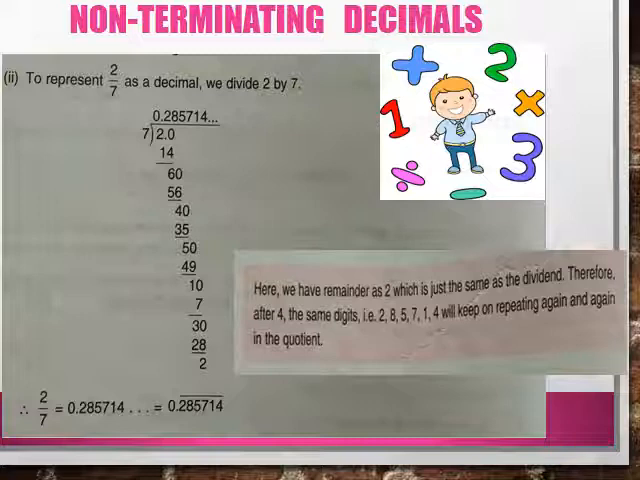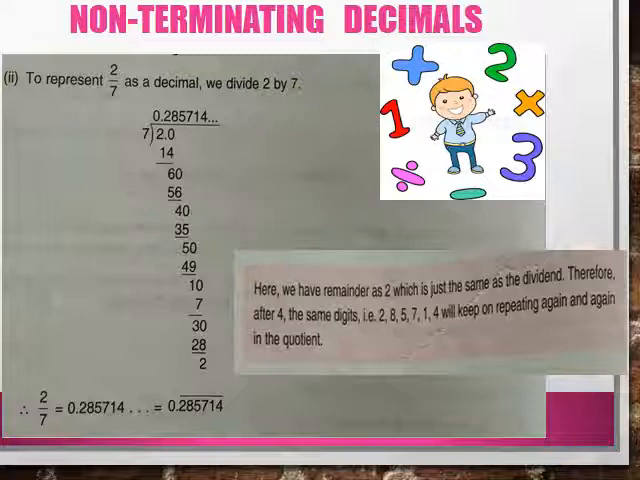285714. Now again if you put 0 next to that remainder 2, the whole process repeats. So your quotient will again come as 285714. If you want to try it, you can go for one more time. Here we see we have remainder 2, which is the same as the dividend we started with initially, and therefore after 6 digits, the same block 285714 will keep on repeating again and again in the quotient.